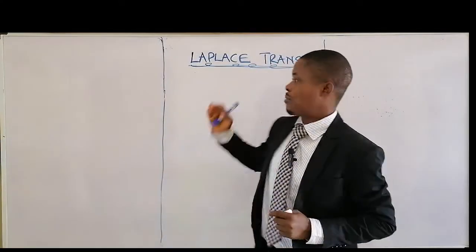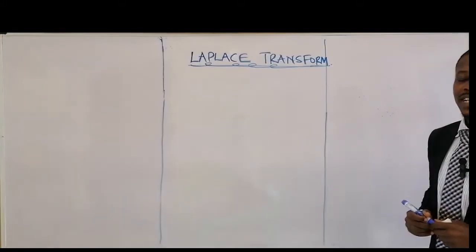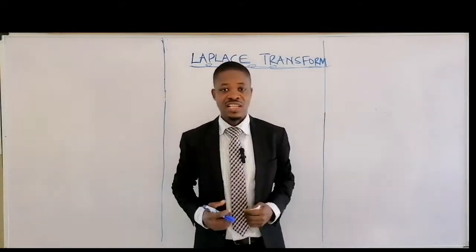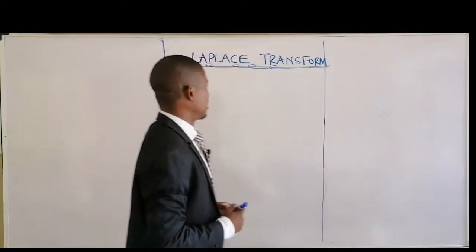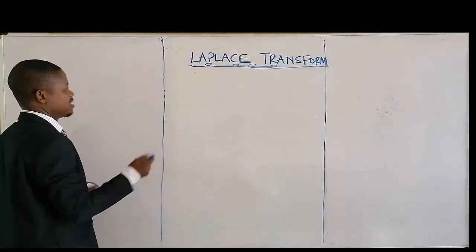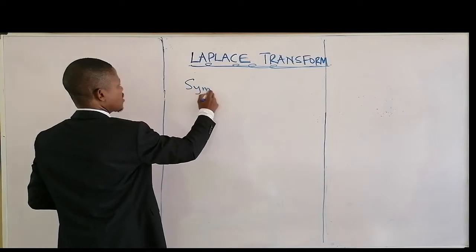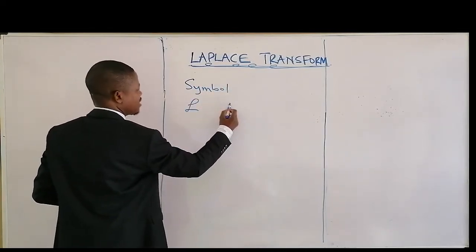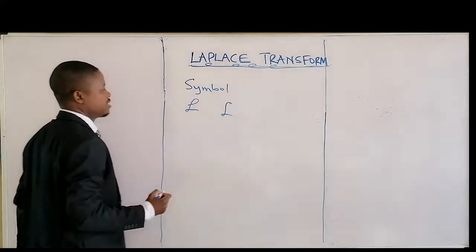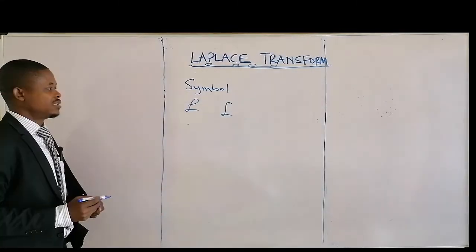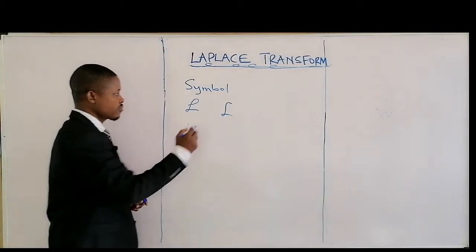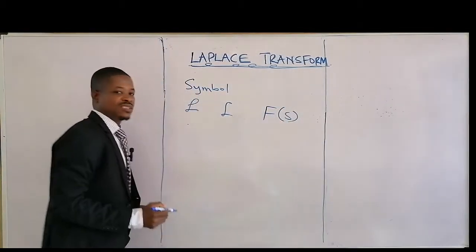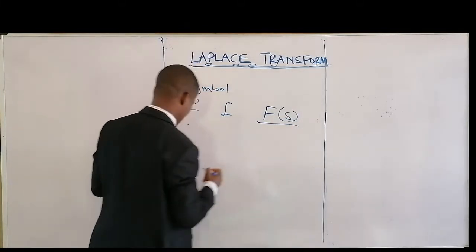We are looking at the Laplace transform, and this is an updated version of the previous lecture. The first thing we want to look into is the symbol. We use this symbol, just L, that's the symbol for Laplace. Then we can also use this one. This is another symbol for Laplace.